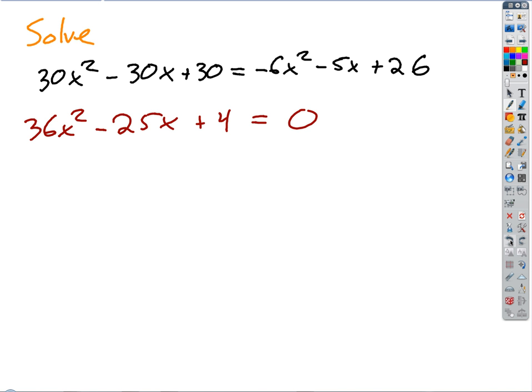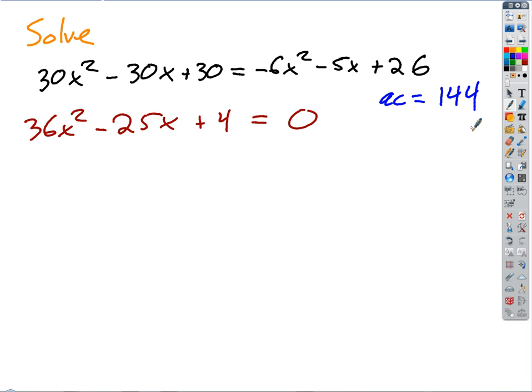The possible alternative would be trial and error, but not a good idea here. 36 has a whole bunch of factors, right? And 4 has some factors too. So that's not a good idea. We want to just go ahead and resign ourselves to the fact we got to do a times c, then split b. It's not fun, but it's our only choice here. So what is a times c? 144. 144 because a is 36 and c is 4, right?